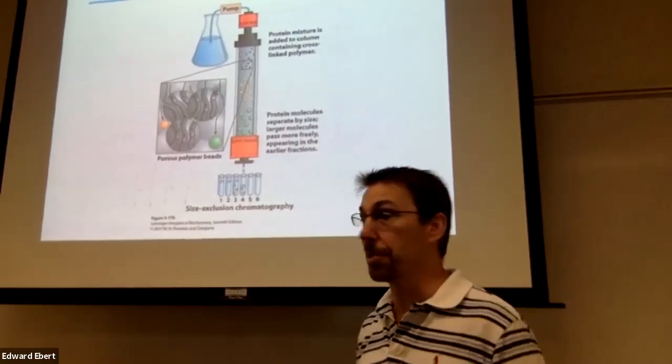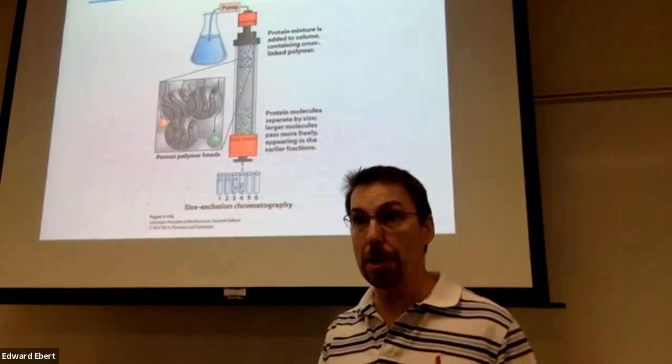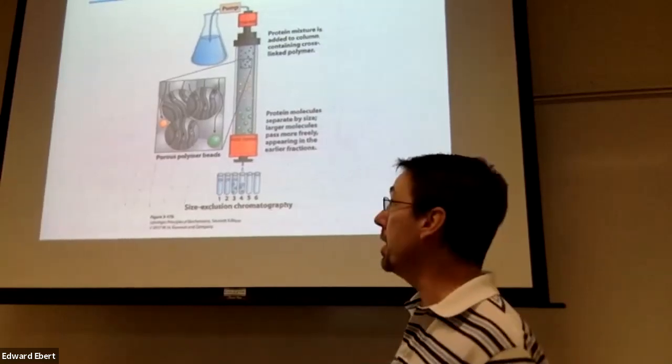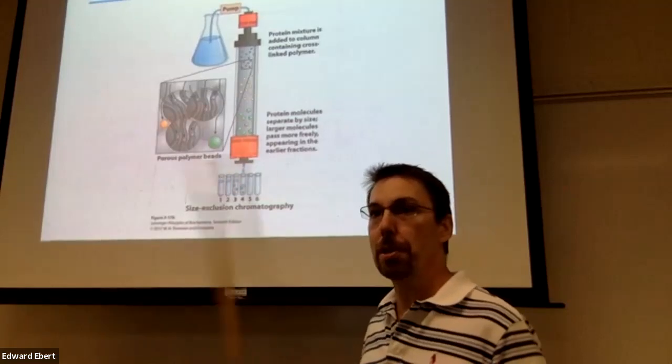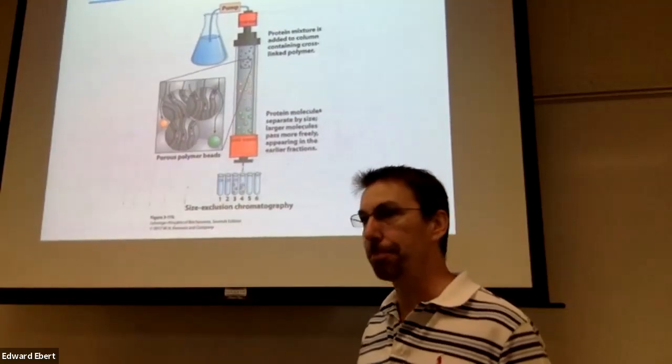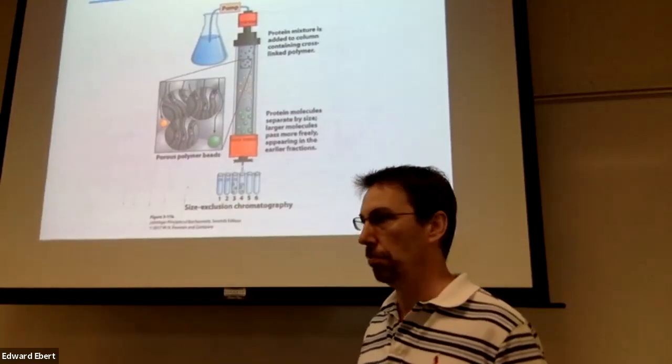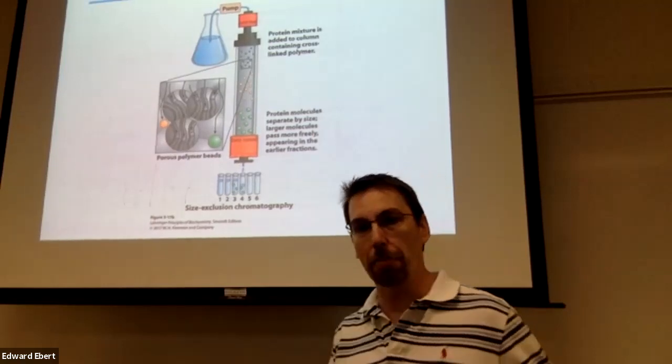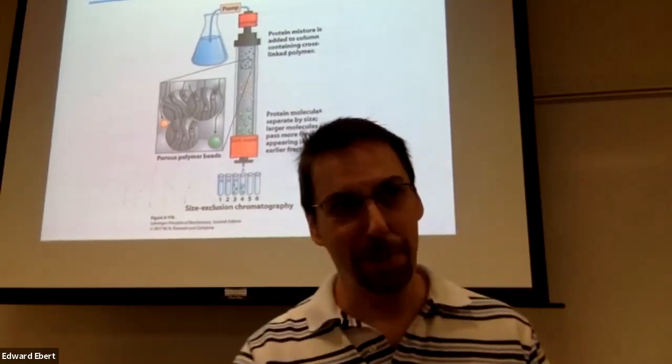Okay? So size exclusion is a good way, if you know the size of your protein, to separate it out. And the key is larger proteins come off first, smaller proteins come off last. Make sense? Not awful, right? Okay, biochem's not that bad.